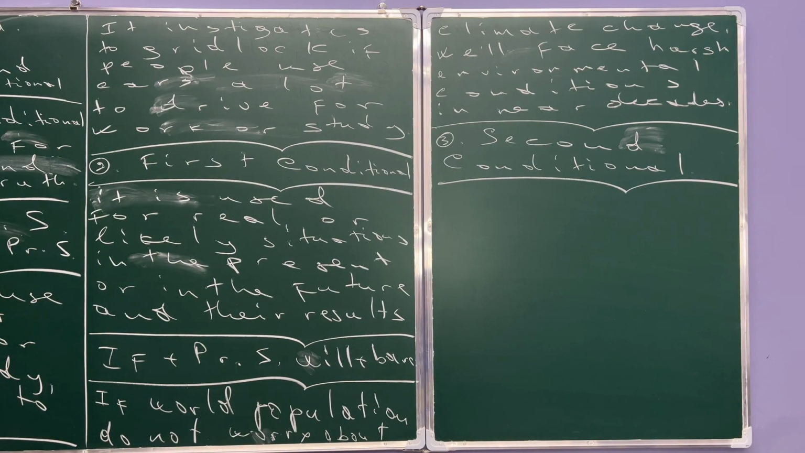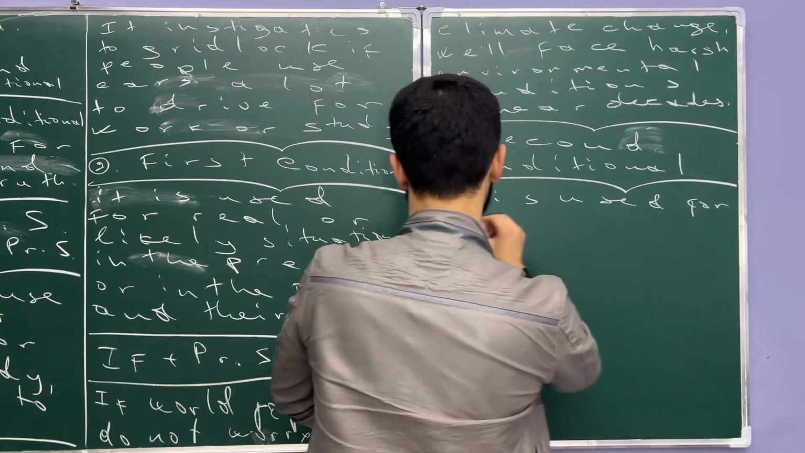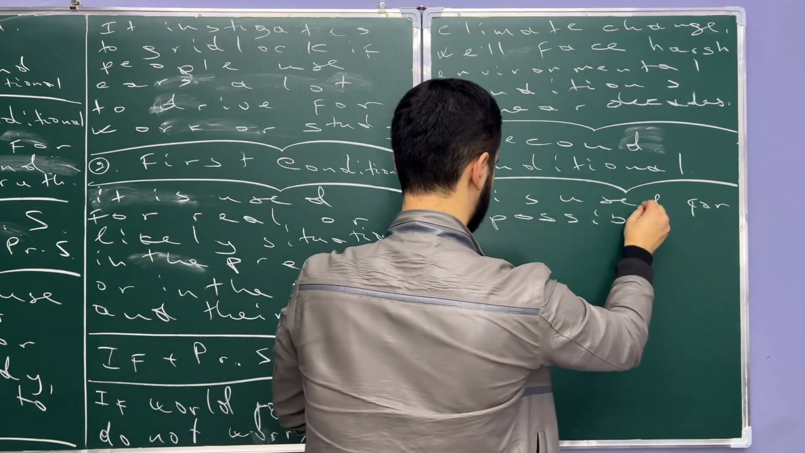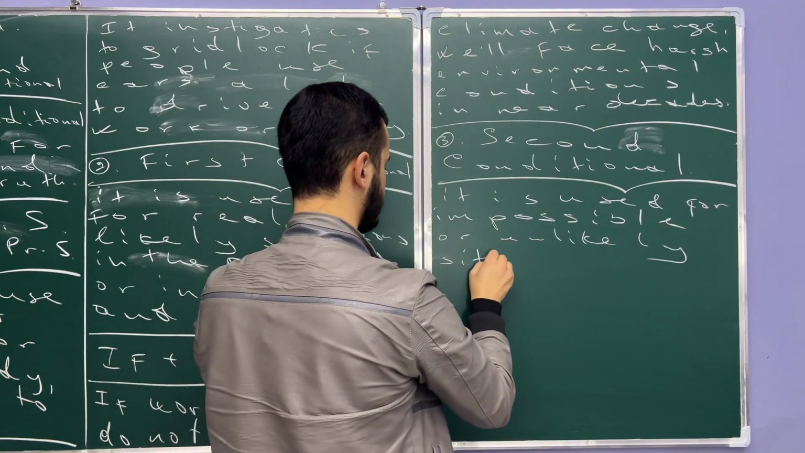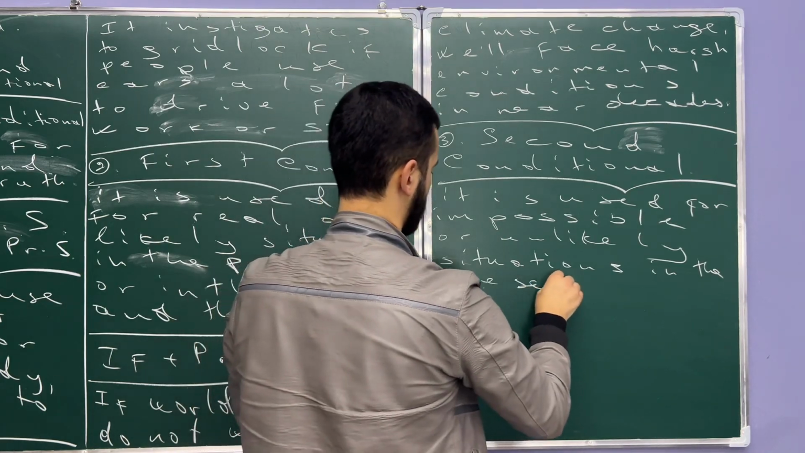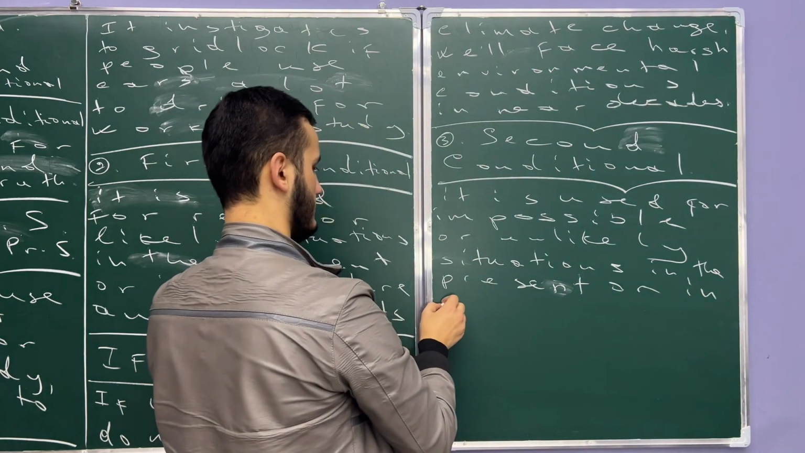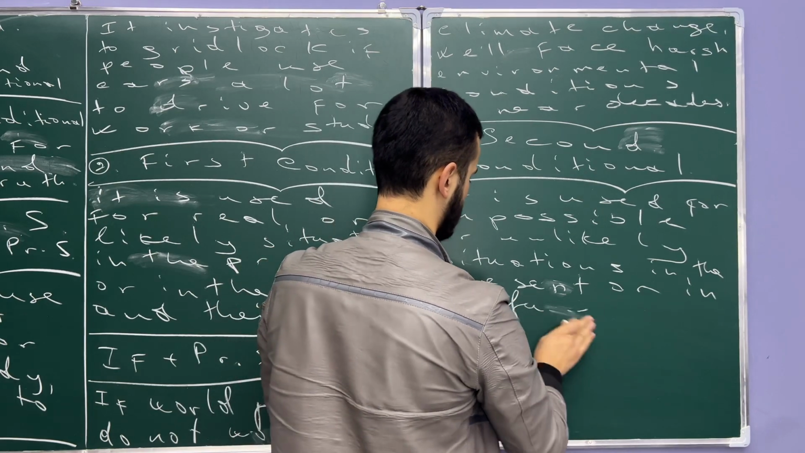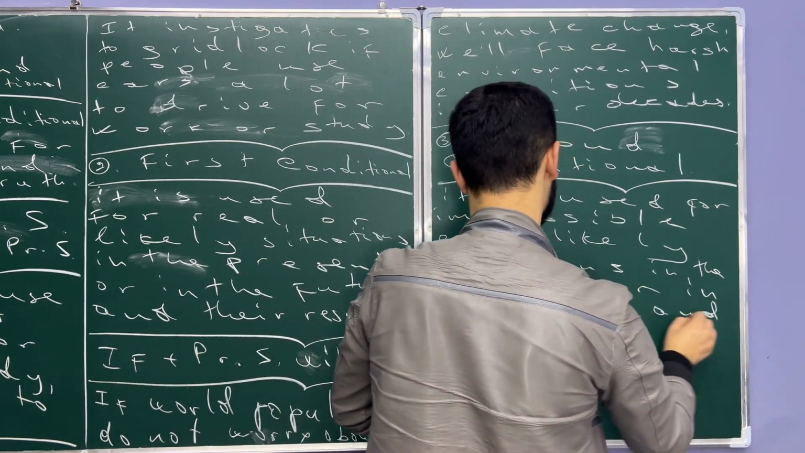Second conditional. This is used for impossible or unlikely situations in the present or in the future, and their results.